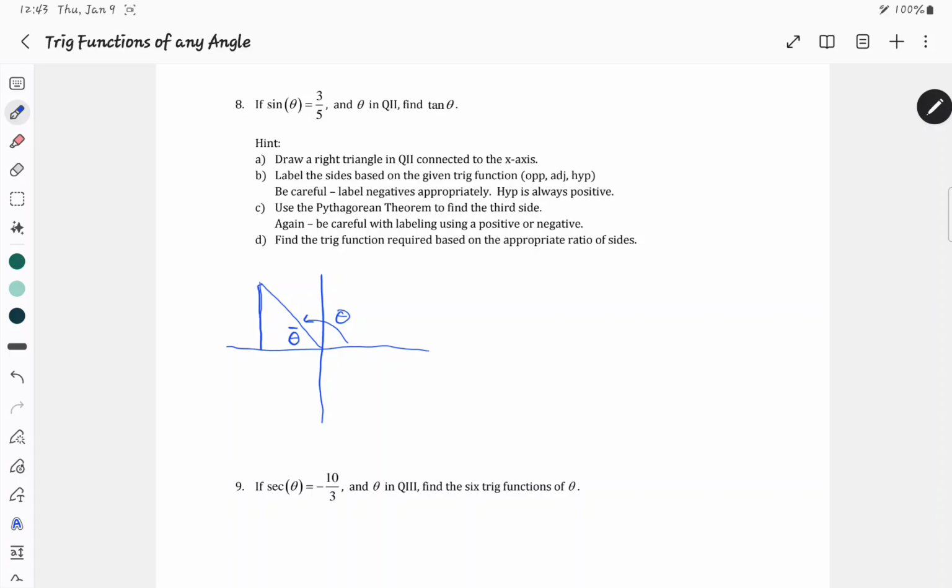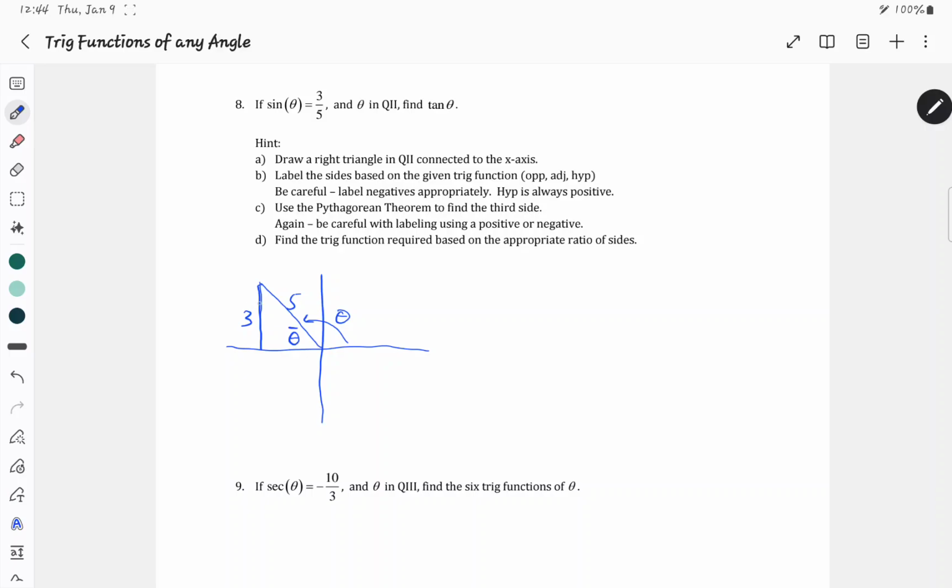And what we can do is, if sine of theta is 3/5, sine of the reference angle is also 3/5. So we're going to do opposite over hypotenuse. So this is opposite 3 over hypotenuse 5. All right. Once I got that, I want to label the other sides of the triangle. So maybe do some Pythagorean theorem.